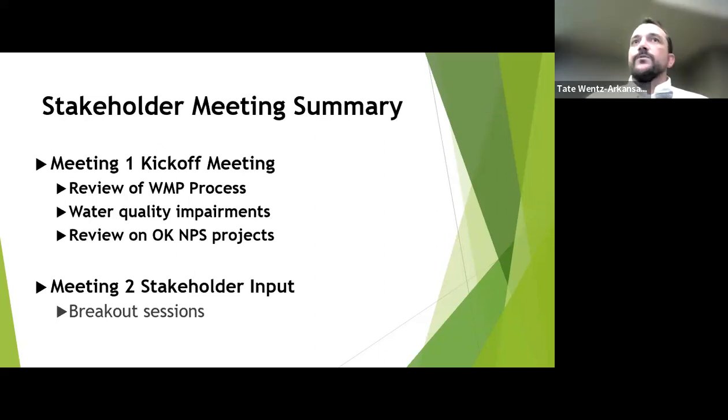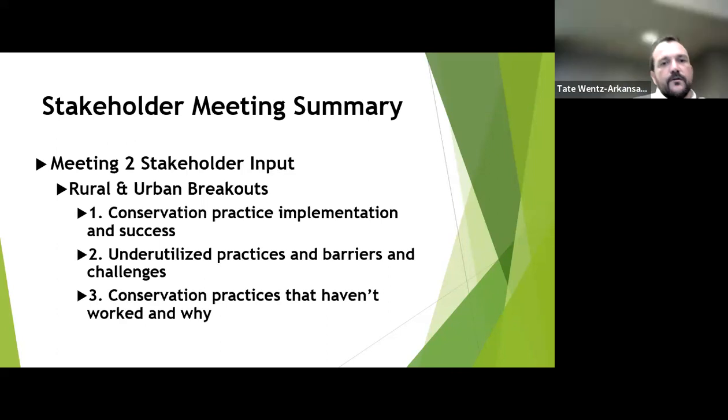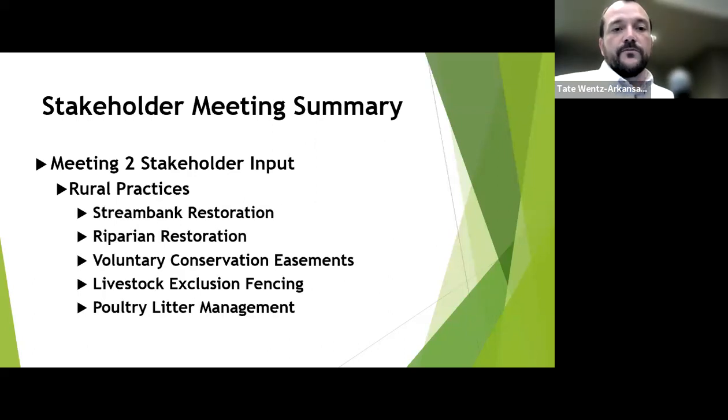Meeting 2 was really to work with the stakeholders to capture conservation practices. So we started off with a very broad introduction to conservation practices, and we broke it out into rural and urban working groups. And we asked some basic questions from our facilitators. Again, of these practices, what's working, why is it working? What's not working, and what hurdles are there to implement that practice? And then what are we not thinking about? What practices are out there that we're not even talking about that could be implemented? So I think I've already covered all that. Again, underutilized practices, barriers and challenges, and what's worked and why not.